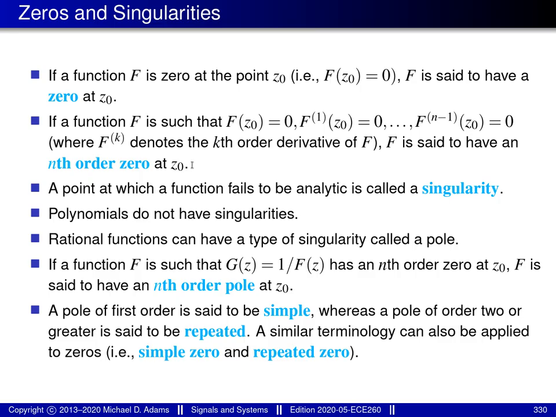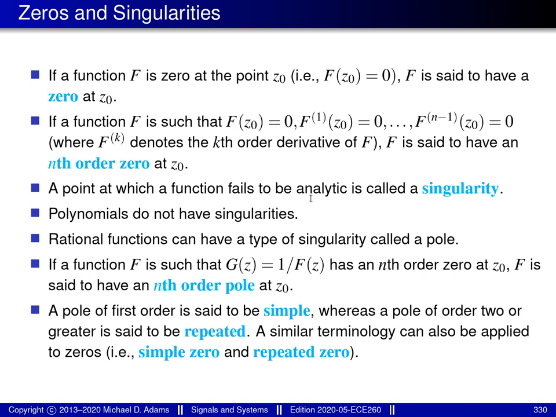So this is a stronger condition. It's saying not only is the function itself equal to 0, but some of its higher order derivatives are also equal to 0 at the point z0. So this is the notion of zeros. Then if we move on to singularities, the singularity is simply a point at which a function fails to be analytic. It's the places where the function isn't analytic.